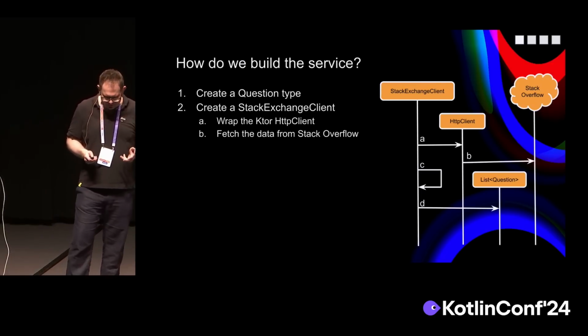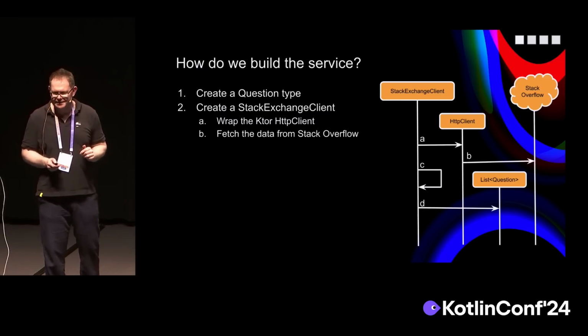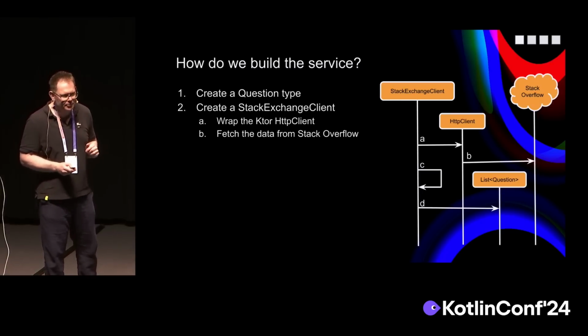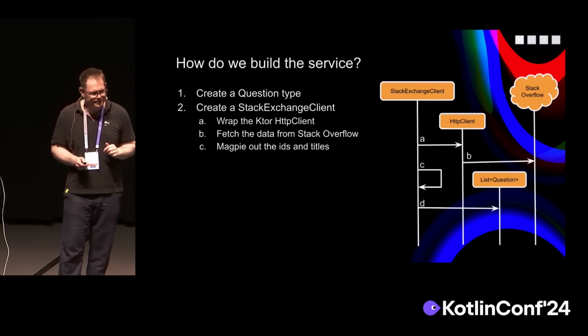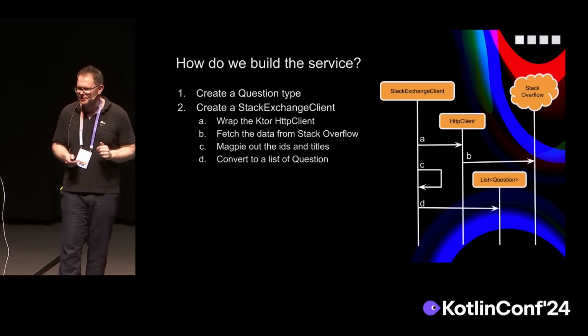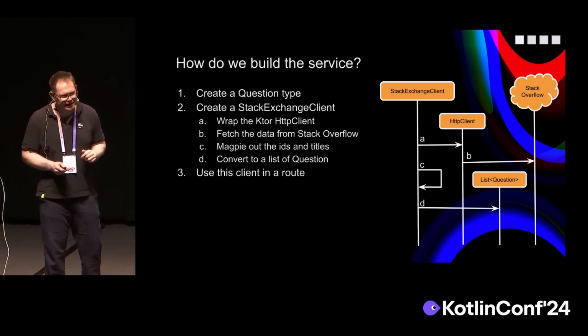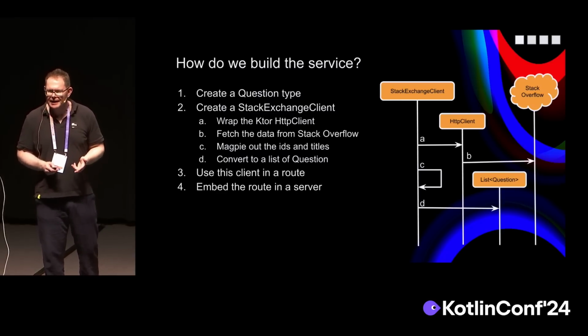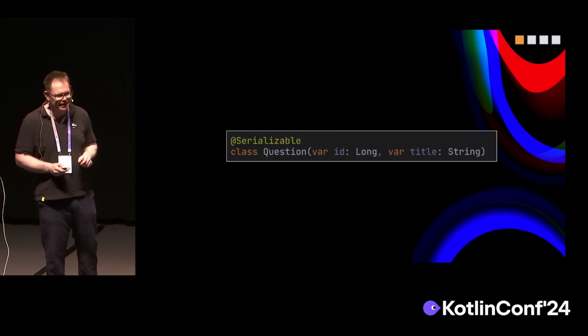Well, that's going to wrap up the Ktor HTTP client. So whenever we ask the Stack Exchange client to do something, it's going to use the HTTP client. That's stage A. And then stage B, we'll go out and fetch the data from Stack Overflow. Stage C, we'll take from the data that we got back all the IDs and titles, and then we'll put those into a list of questions. Okay, so that's what we want our Stack Exchange client to do. And then to access this as an endpoint in its own right, we'll use this client in a route, and then we'll embed that route in a server. So this is our process for creating the Ktor service.